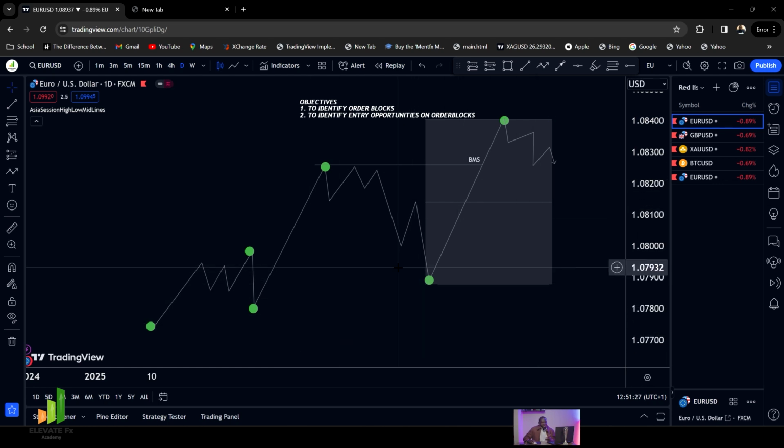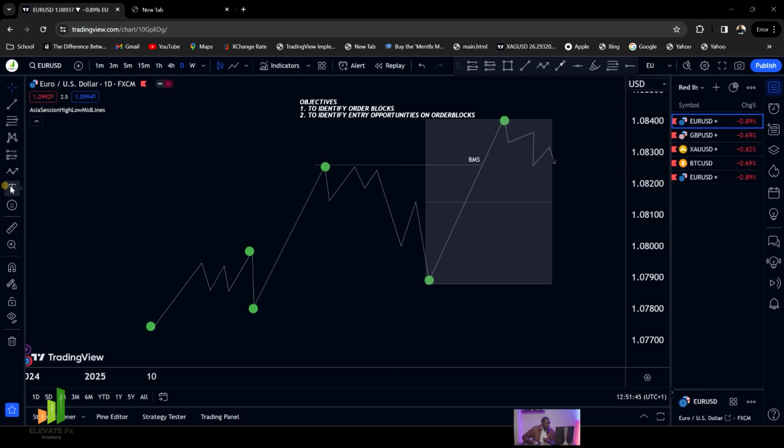Now remember, this is an uptrend. So what are we looking to do in an uptrend? We are looking to, exactly, you guessed it correctly, buy. If the market is in an uptrend, we're looking for buying opportunities. And again, where are we looking for these buy opportunities? Again, you guessed correctly, at discount levels.